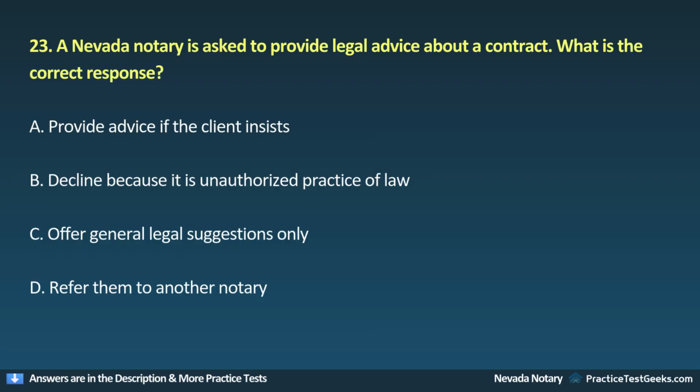23. A Nevada notary is asked to provide legal advice about a contract. What is the correct response? A. Provide advice if the client insists. B. Decline because it is unauthorized practice of law. C. Offer general legal suggestions only. D. Refer them to another notary.